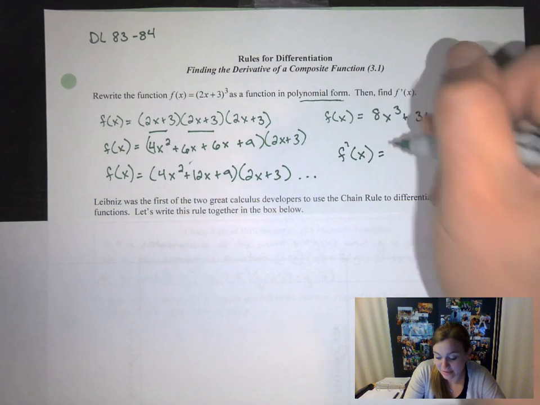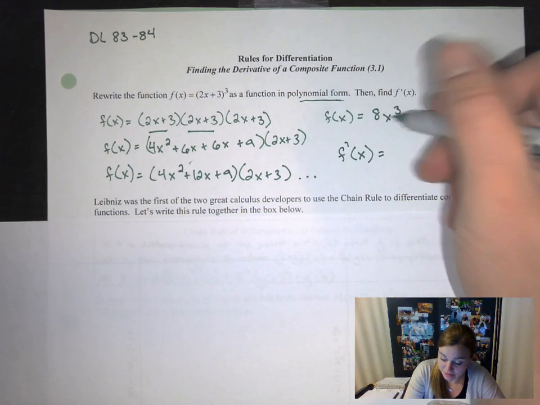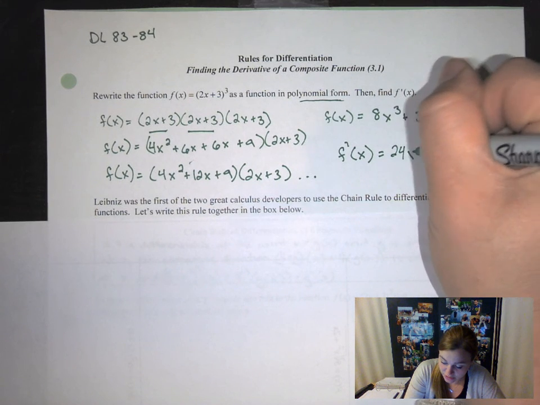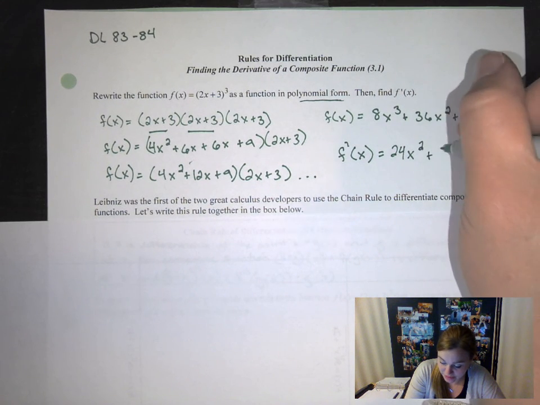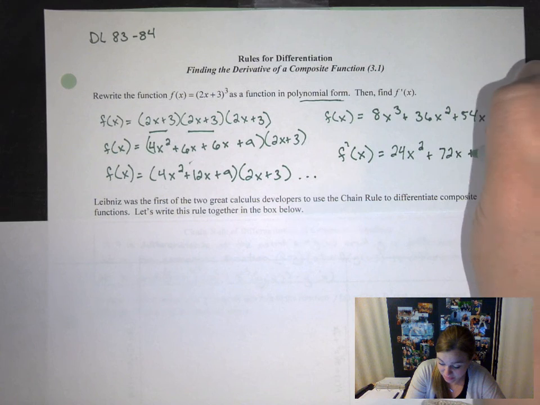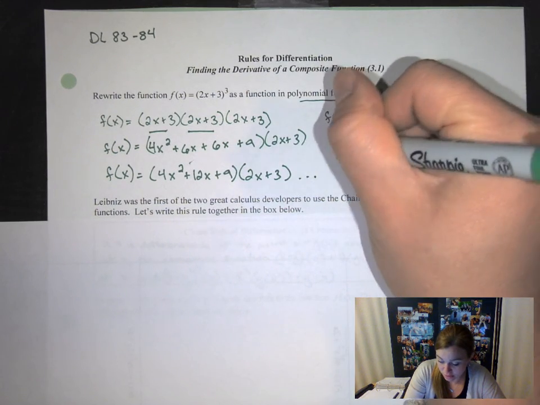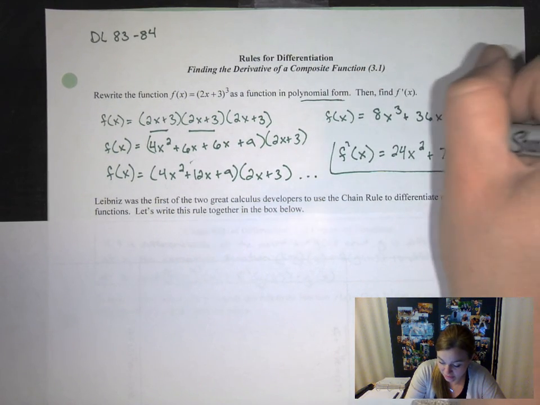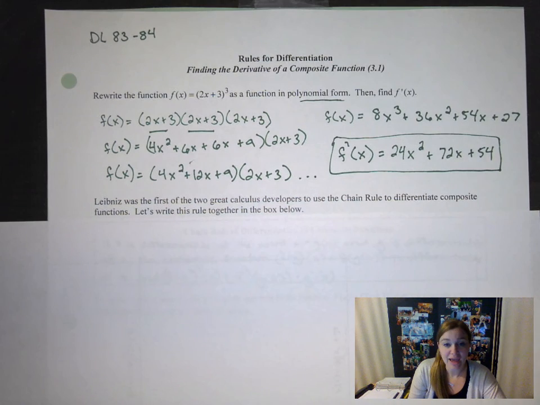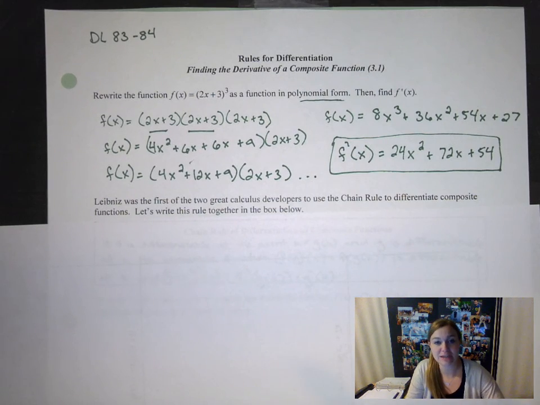f prime of x is going to be 3 times 8 is 24x squared. Hopefully you're getting really good at this by now. 72x plus 54. We did it. There it is. And then we could factor that if we wanted to, but let's just leave it like that for right now. And then I'm going to tell you about the chain rule.